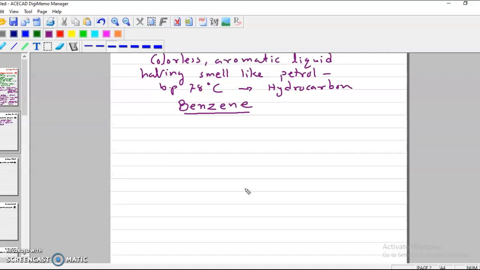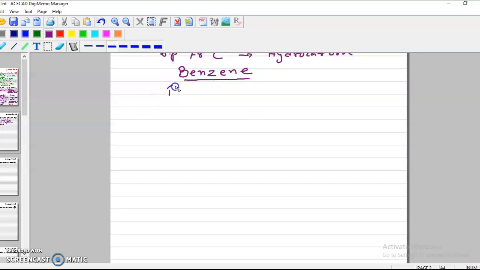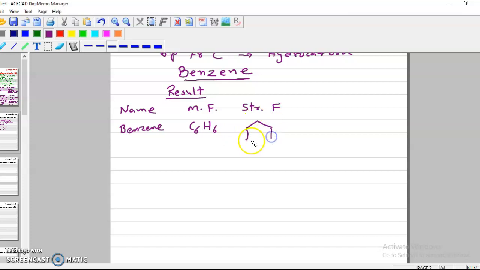Now when we write the result of this, at the end we write the result. What do we write? The name. So your compound is benzene. Then we write the molecular formula, that is C6H6. Then we write the structural formula, which is like this. And then we write the boiling point, 78 degrees Celsius, and then the derivative if there is any.